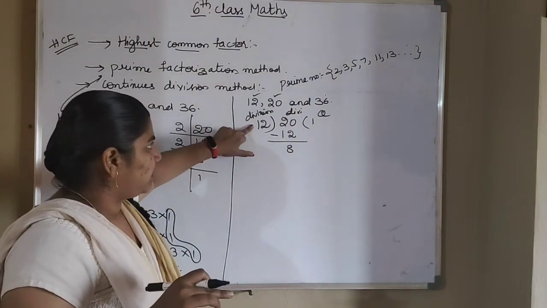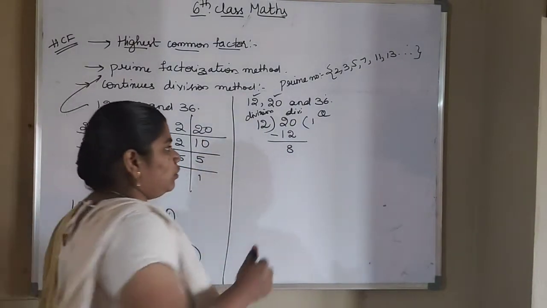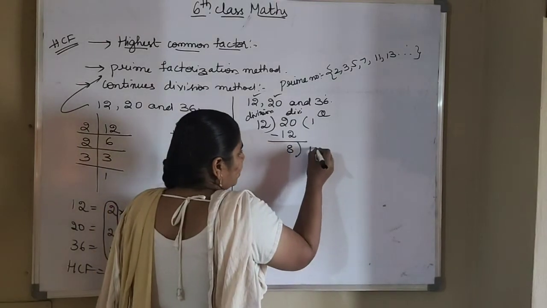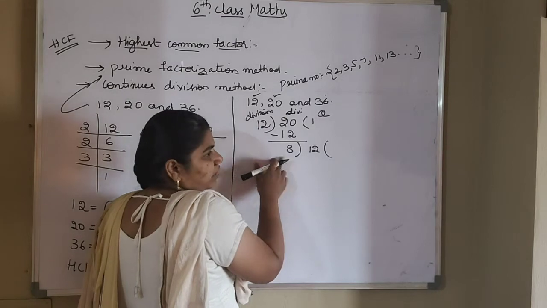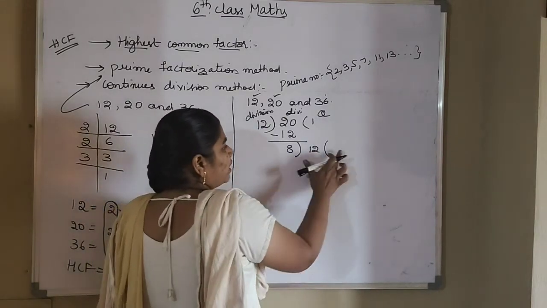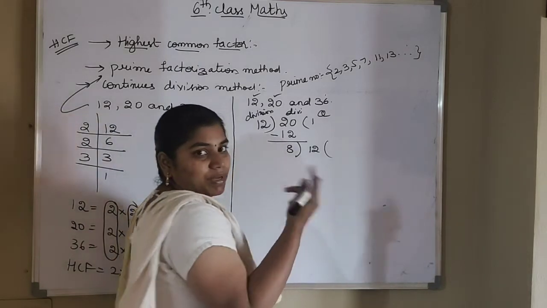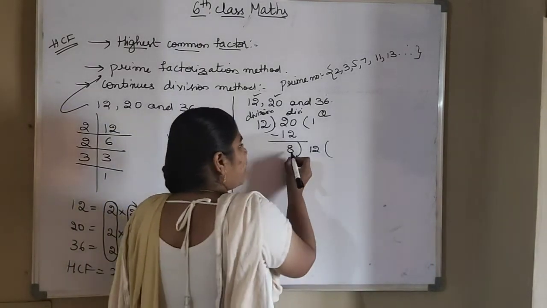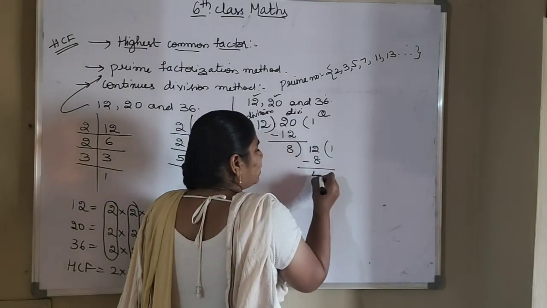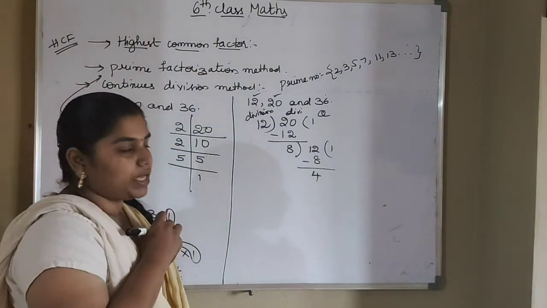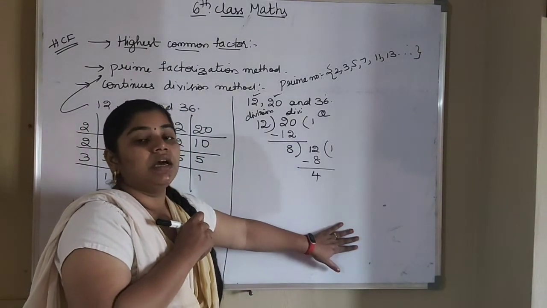So this divisor value we will divide with the remainder value, that is here we are writing 12. So this divisor we are dividing with the remainder value. 8 ones are 8, 8 twos are 16. 16 is bigger than 12. So how many times do you have to take? One time. 8 ones are 8. So if you subtract this, you are getting 4. Like this you have to continue the division till you get the remainder as 0.